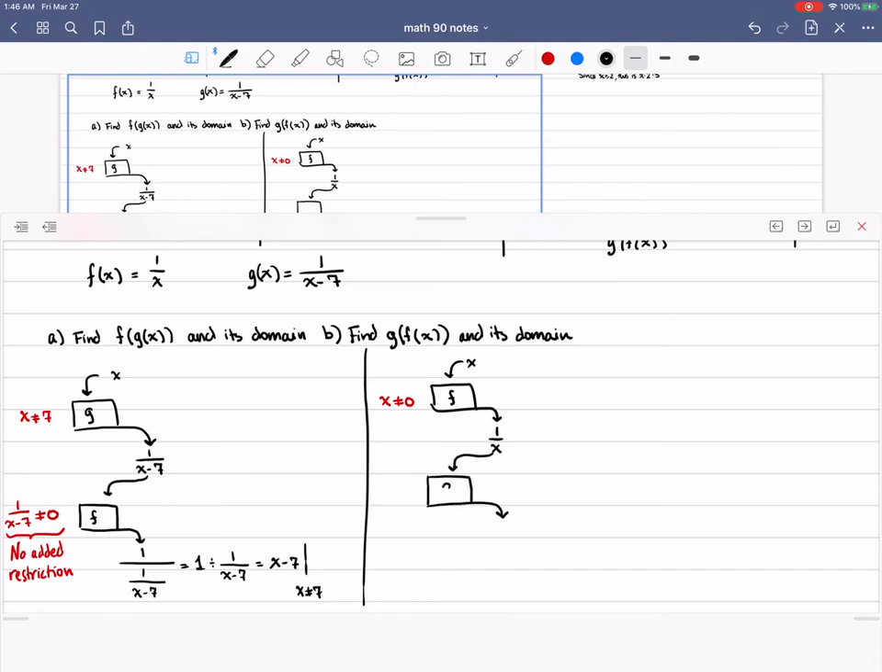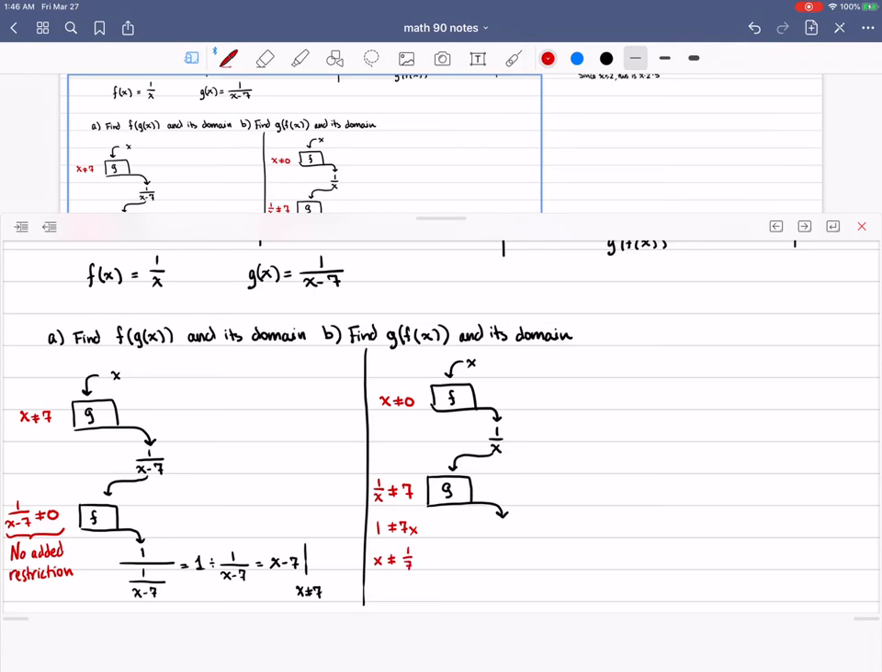And G says, you cannot come in as my input if you are 7. Now again, what is coming into G as the input? 1 over X. So 1 over X cannot be 7. Well, when would 1 over X be 7? So what you could do is you could multiply both sides by X. So 7X cannot be equal to 1. So X cannot be equal to 1/7.